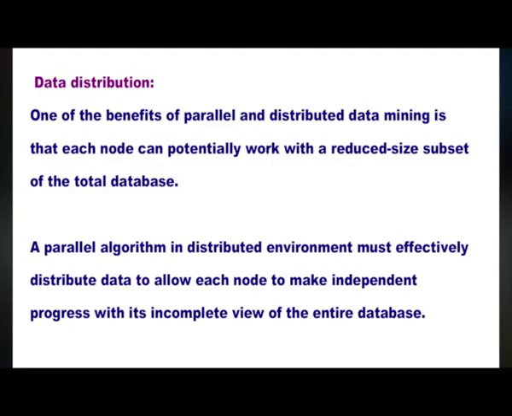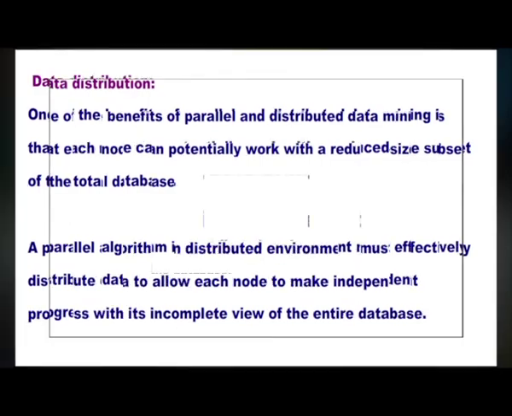All the parallel data mining algorithms require some amount of global all-to-all communication to coordinate the independent nodes. Now, let us look at the problems in developing parallel algorithms for a distributed environment with association discovery data mining, which is described in this research work. The first one is data distribution. One of the benefits of parallel and distributed data mining is that each node can potentially work with a reduced size subset of the total database. A parallel algorithm in a distributed environment must effectively distribute the data to allow each node to make independent progress with its incomplete view of the entire database.